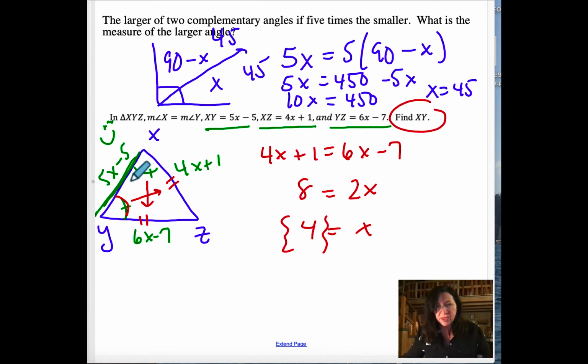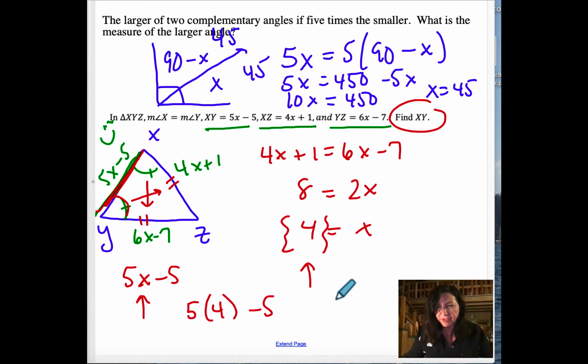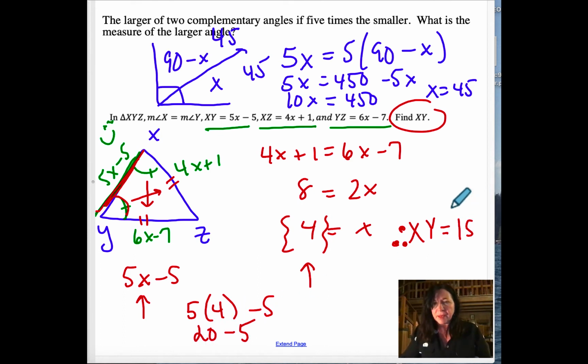Find XY. This is XY. That means I'm going to take 5x minus 5, and plug my 4 into the x. So we go 5 times 4, 20, minus 5, 15. So this is how I would write it. Therefore, see that? 3 dots, therefore. XY, this is the length of a side. So by the way, these are capital letters. Capital XY is equal to 20 minus 5, so that's 15. And then box that up.